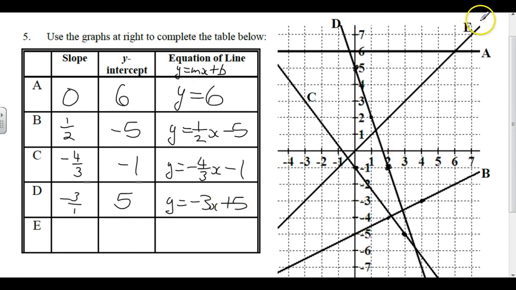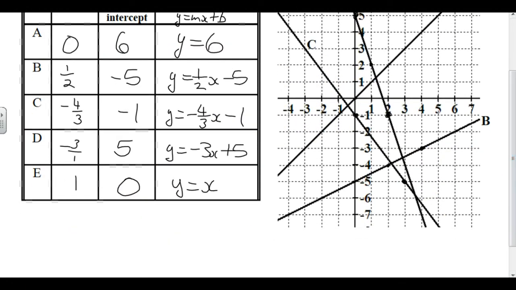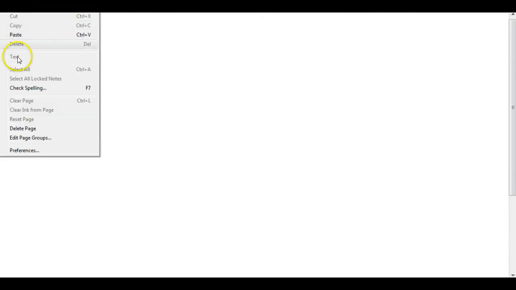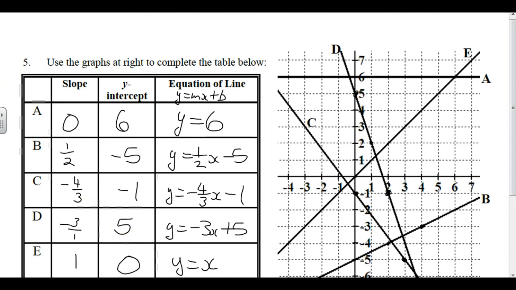And E. Here's E. It goes through 0, so y-intercept is 0. Slope looks like 1, up 1 over 1. So this is just the line y equals x, a line we will come to know a lot in the future. And I think that's it. And that is it. And then there's some homework to do on top of this. So we are done.